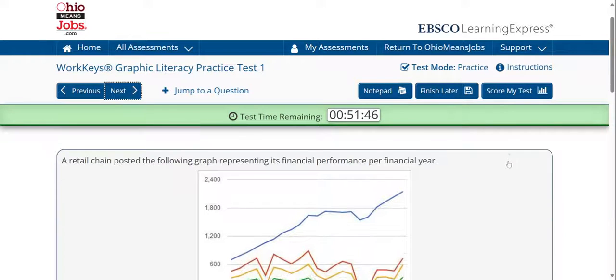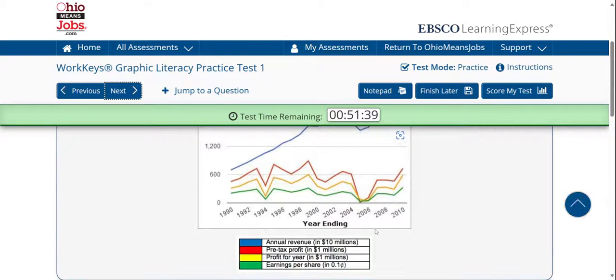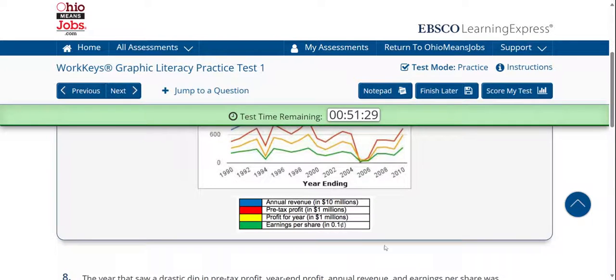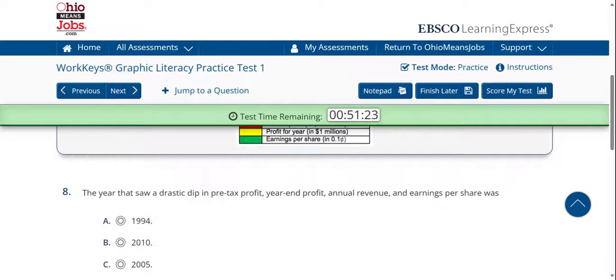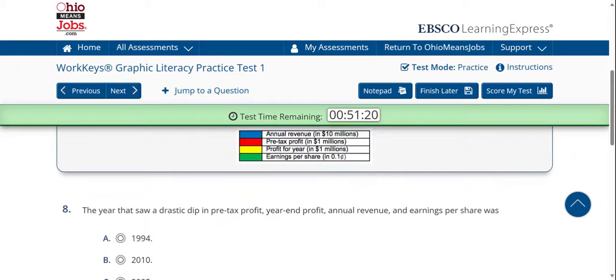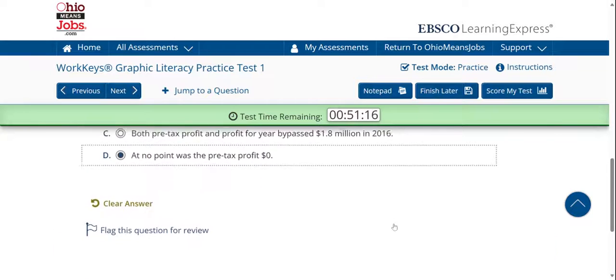As we click next, now we see a line graph represented with numbers here and then years, followed by information representing annual revenue in 10 millions, profits for the year in millions, and then earnings per share. So, representing different amounts, it becomes more and more complicated.